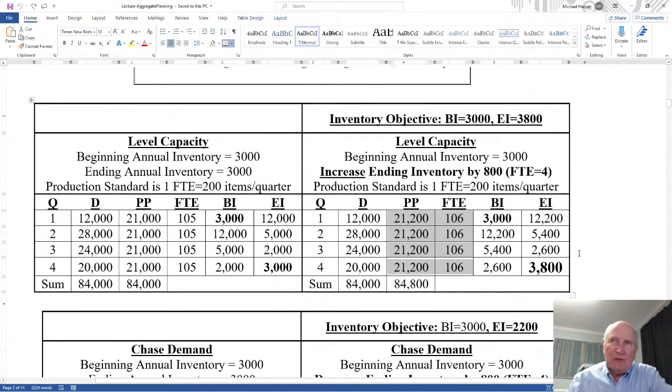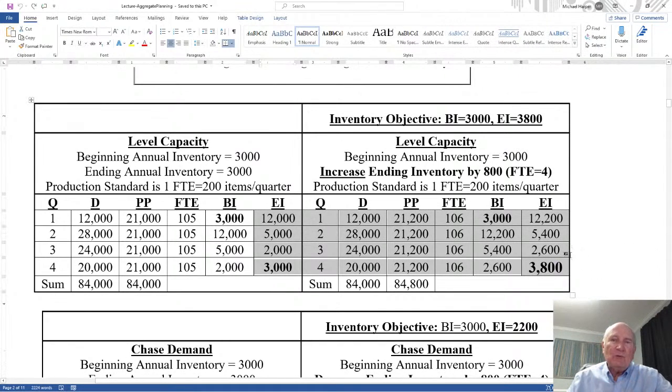Then we come to the inventory. We start with 3,000 plus production minus demand equals, but notice our production now is 200 more. So instead of 12,000, it's 12,200. Instead of 5,000, since I have 202 quarters here, it's 5,400. Instead of 2,000, it's 2,600. And then finally 3,800, and there's my goal.